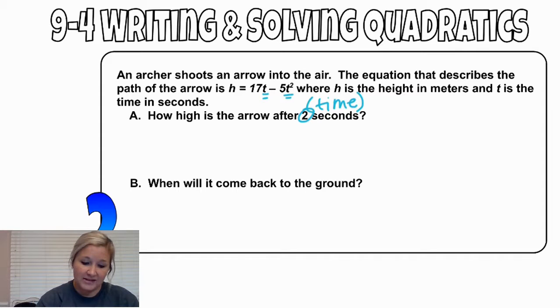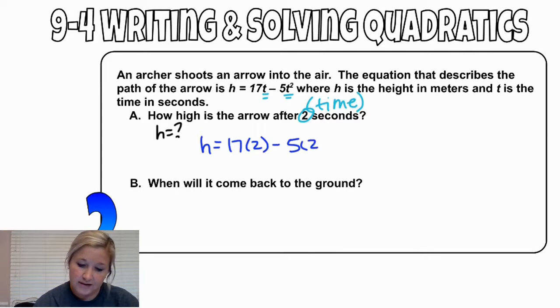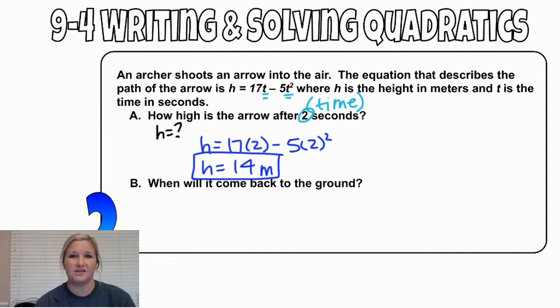And they're asking how high. So they're saying, what is the height? So I'm going to have H is equal to 17 times 2 minus 5 times 2 squared. After you plug that in, you're going to get 14. So the height is going to be 14 meters after 2 seconds. So it's like he's shooting it straight up in the air and then it's coming back down.